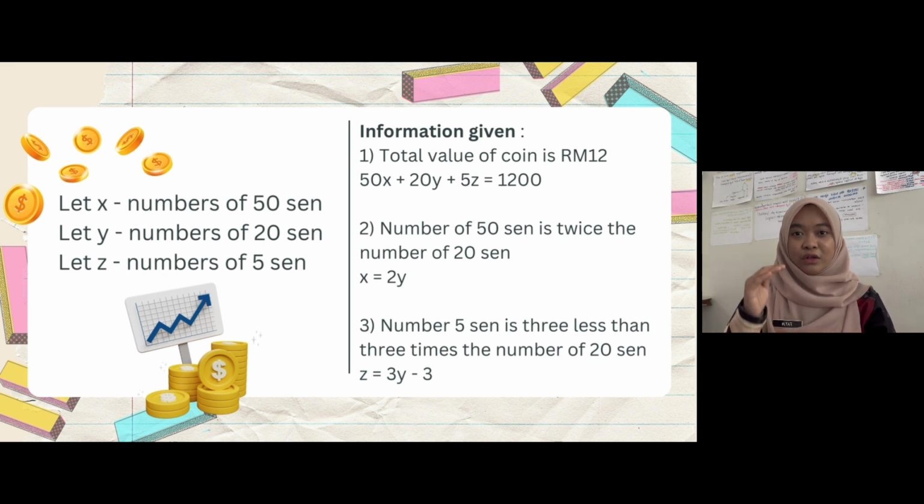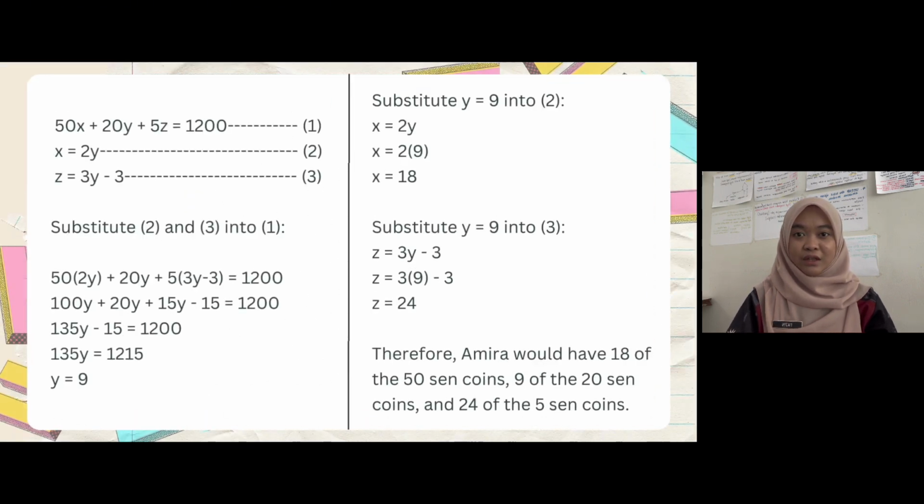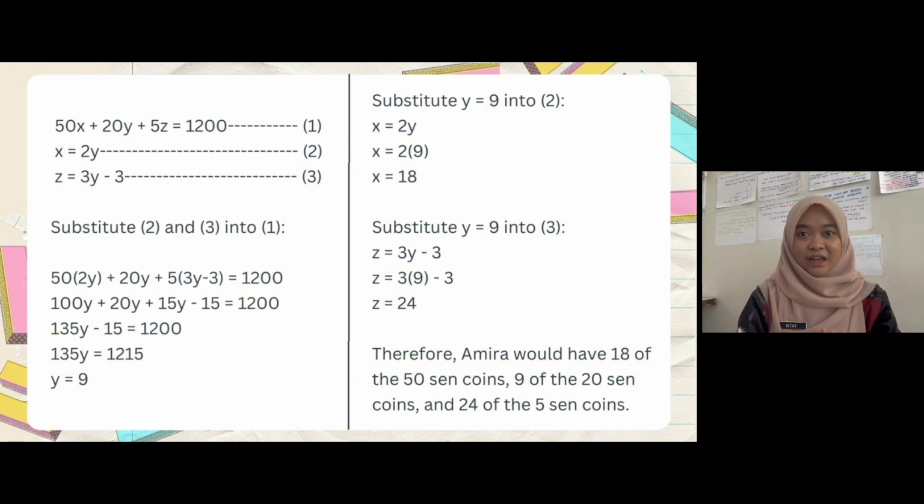After interpreting all the information that given from the question, now we can set up a system of equation using this condition. So we have the first equation, which is 50x plus 20y plus 5z equal to 1,200. The second equation, we have x equal to 2y, and then the last equation we have z equal to 3y minus 3. Then we just do the simple algebra, which the first one we substitute equation 2 and equation 3 into the first equation.